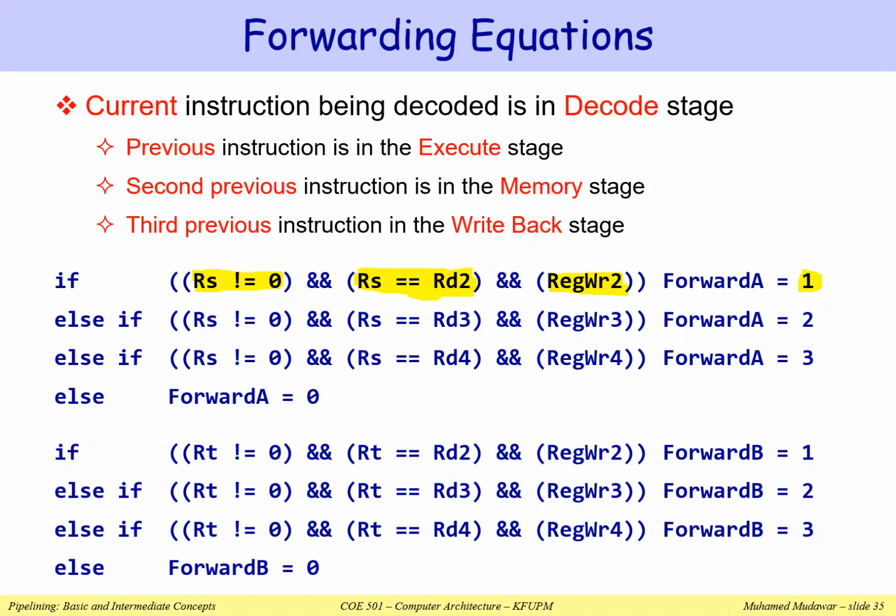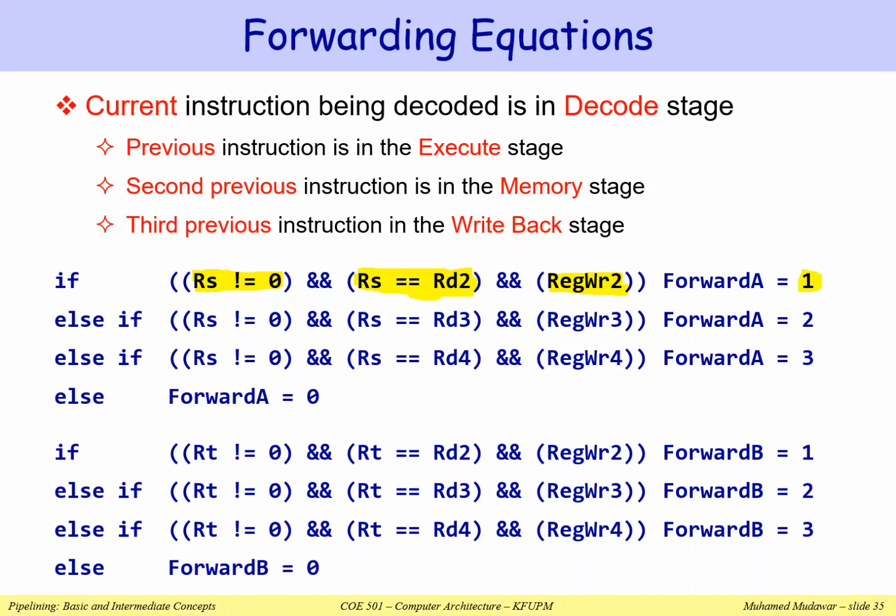Now this can be easily implemented by using 5-bit comparators that will compare the value of RS and RD2, which are 5-bit register numbers. So we need a 5-bit comparator to compare the source register number against the destination register number to indicate that we have a match. And we have an AND gate here that will AND with the register write control signal. So this is just like a 3-input AND gate.